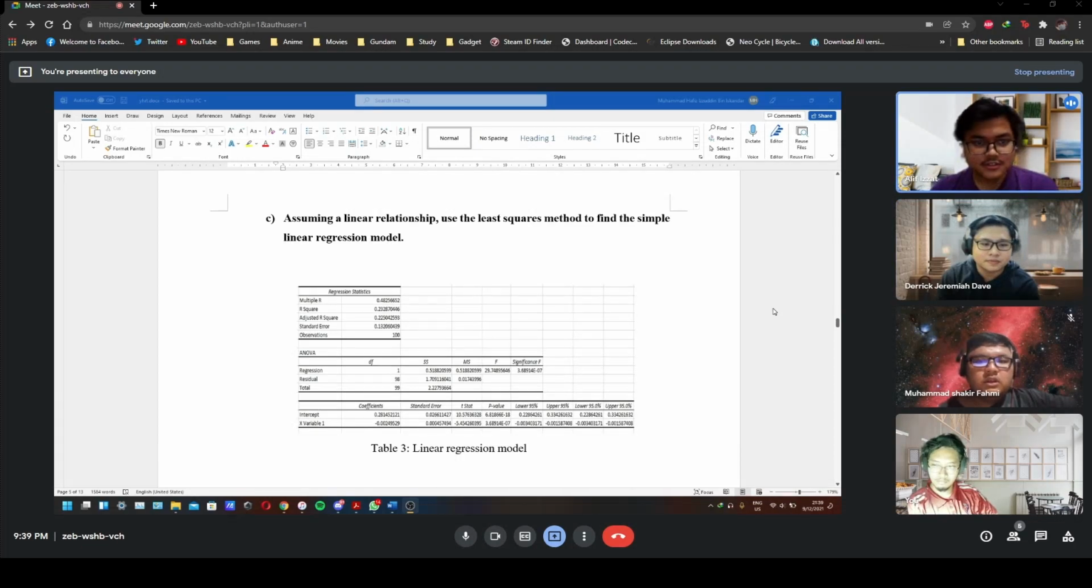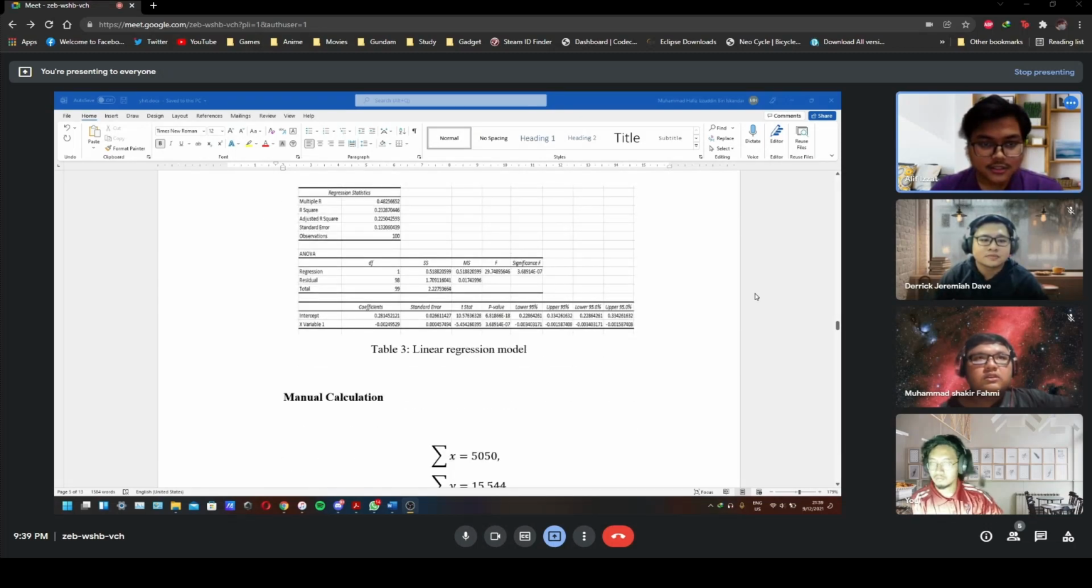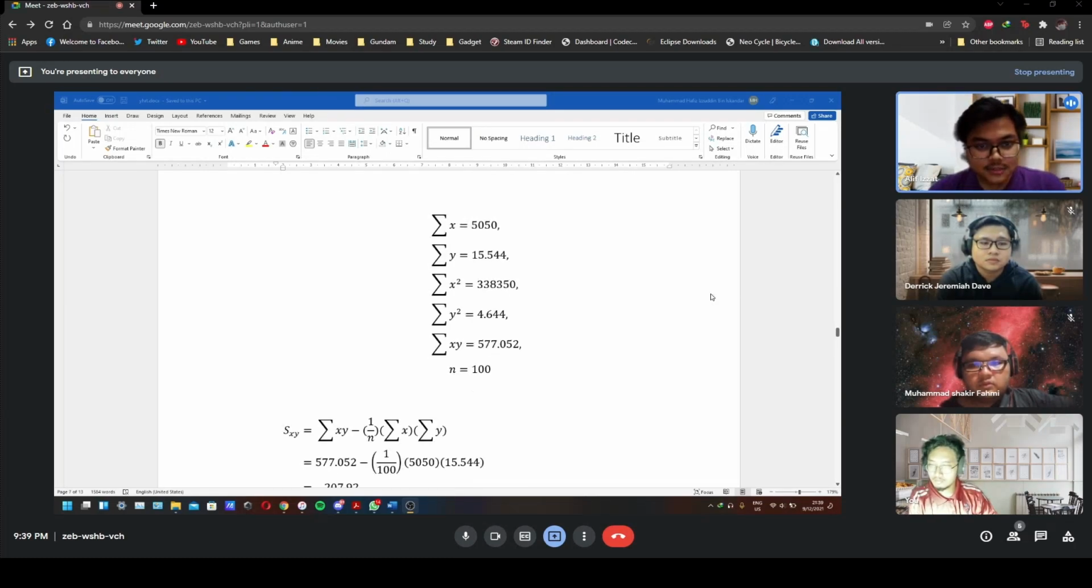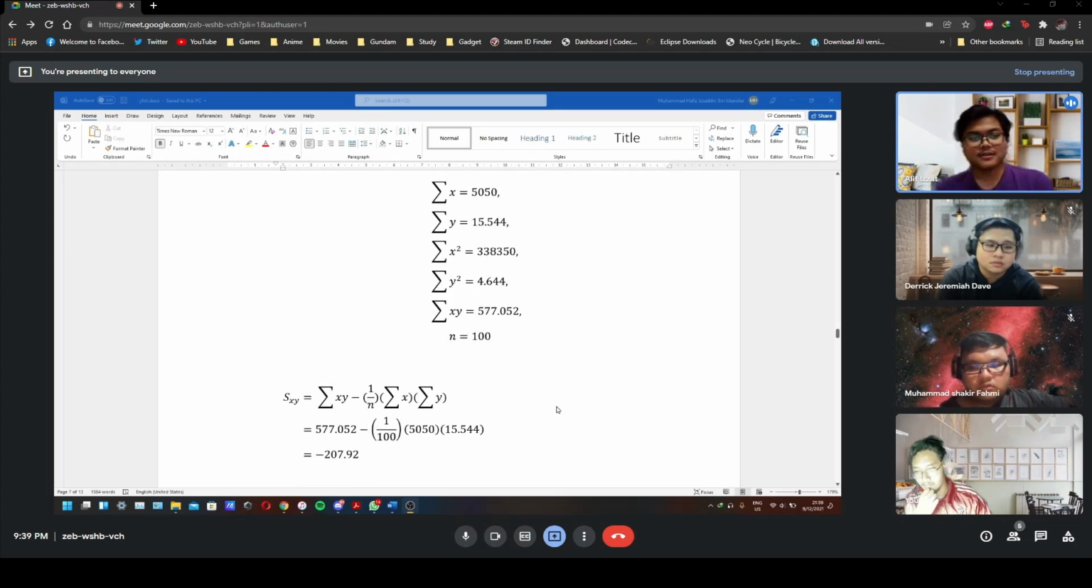Okay, for C, which is assuming a linear relationship, to use the least square method. Here in table 3 is the simulation for Excel, and for the manual calculation, you can see below. The sum of X is 5050. Sum of Y is 15.544. Sum of X squared is 338350. Sum of Y squared is 4.644, and sum of X times Y is 577.052. N is the total of our data, which is 100.